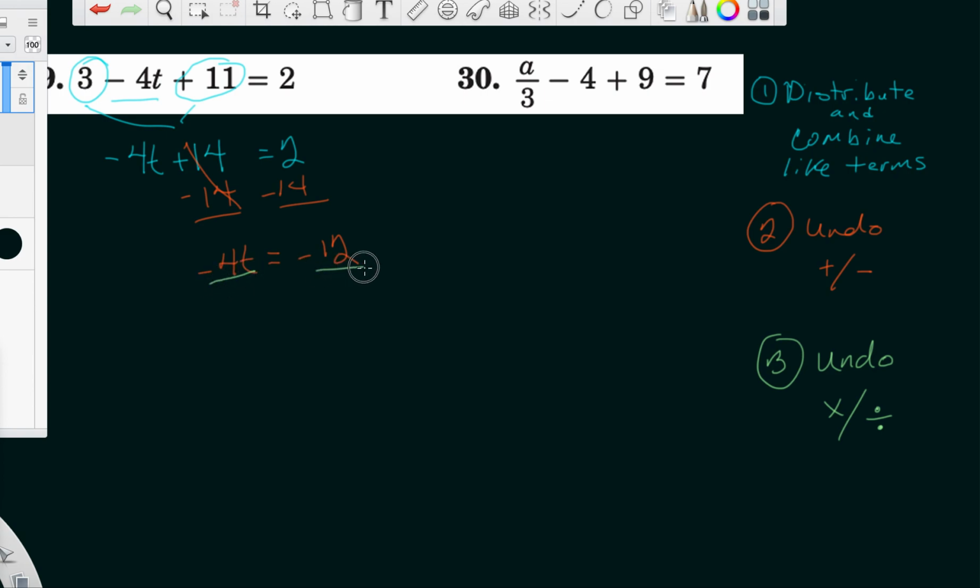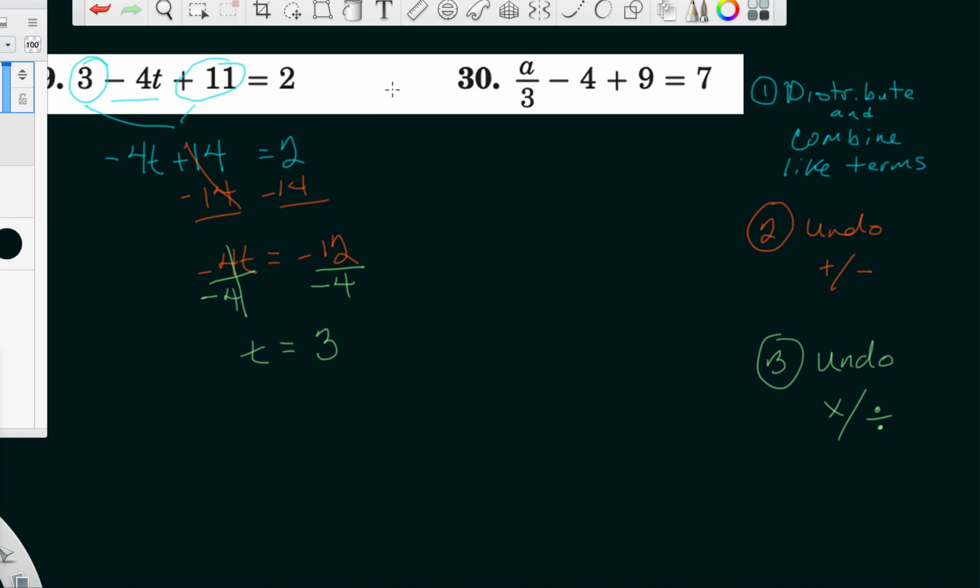So we're going to use a fraction bar. We're going to undo this multiplication with division. We're going to divide by negative 4 on both sides. Negative 4 divided by negative 4 is 1, so I'm just left with t on this side. Negative 12 divided by negative 4 is 3. Right? Negative divided by a negative is a positive.